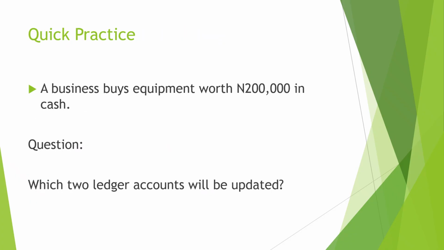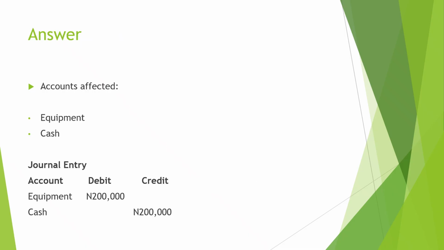Let's have a quick practice. A business buys equipment worth 200,000 naira in cash. Now, the question is, which two ledger accounts will be updated? Our answer is the equipment account and the cash account. The journal entry is simple. You debit the equipment account with 200,000 naira and you credit the cash account with 200,000. Why? Equipment is an asset that increases on the debit side. The cash is also an asset, but this time it is decreasing, so it is recorded on the credit side.